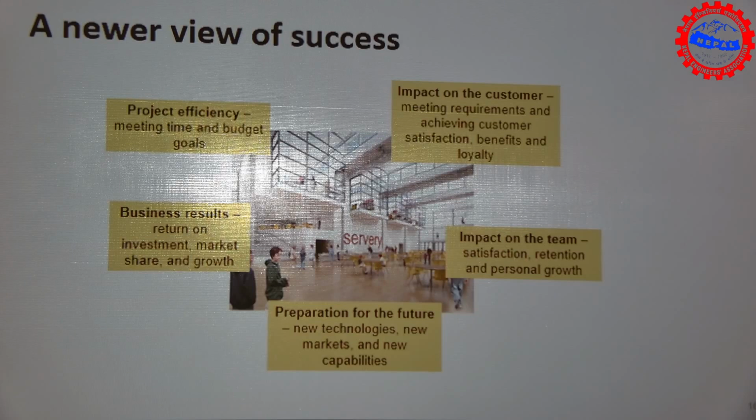So the new version of the success is all about project efficiency, meeting the time and budget. It means you achieve one indicator, which is the efficiency. Business result: the businessman, they want to know, who is the investor. Financial is one of the keys for any business. Market share and the growth. How much the investment makes the profit on that one. Preparation for the future: new technology, new market, and new capabilities. These are the 3 things you can control about the future.